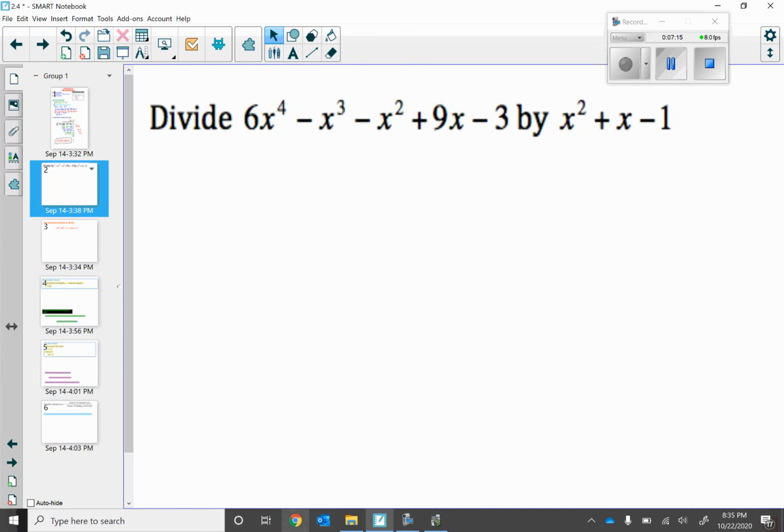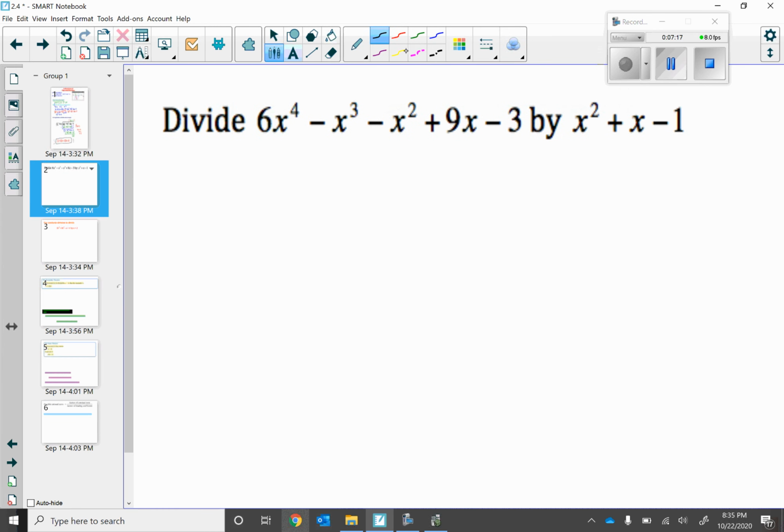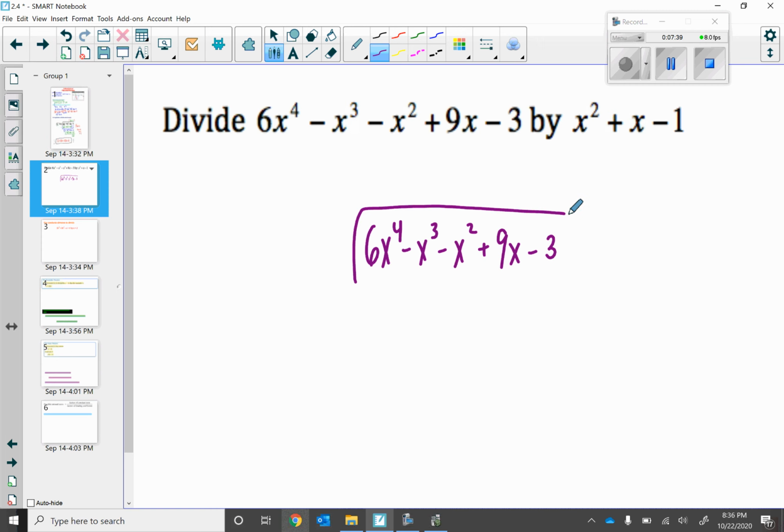Let's do another long division problem. So we are going to divide 6x to the 4th minus x cubed minus x squared plus 9x minus 3 by x squared plus x minus 1. So we're going to set it up like we did: 6x to the 4th minus x cubed minus x squared plus 9x minus 3, and we are dividing that by x squared plus x minus 1.